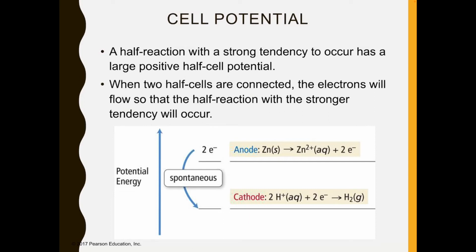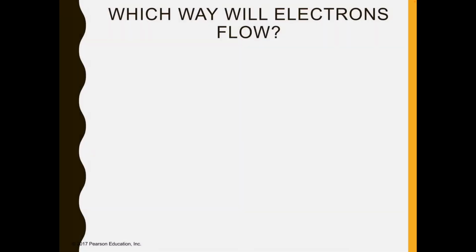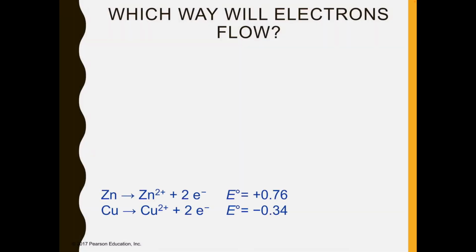Zinc is always going to be oxidized and our acid will be reduced. Okay. So let's look at this mathematically. Here are two different oxidation reactions. Zinc is going to zinc 2 plus, copper is going to copper 2 plus.